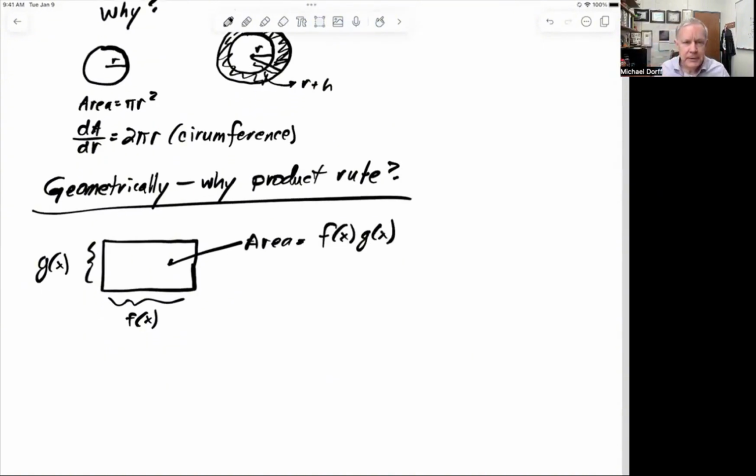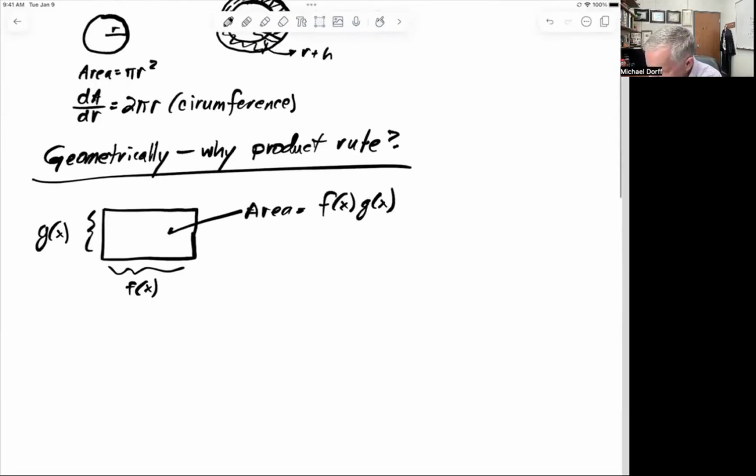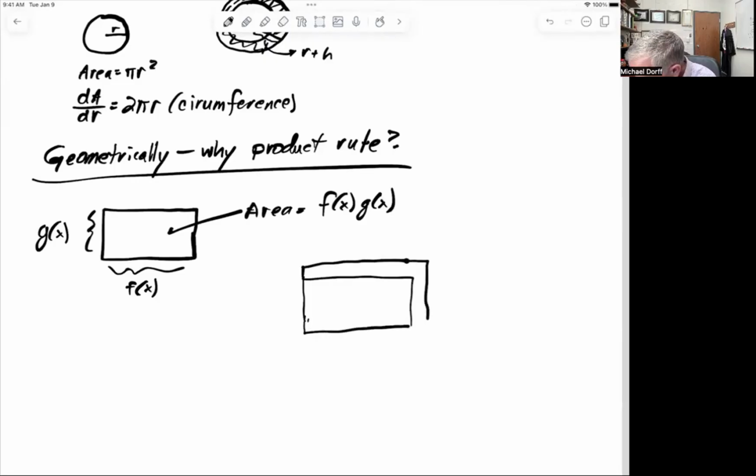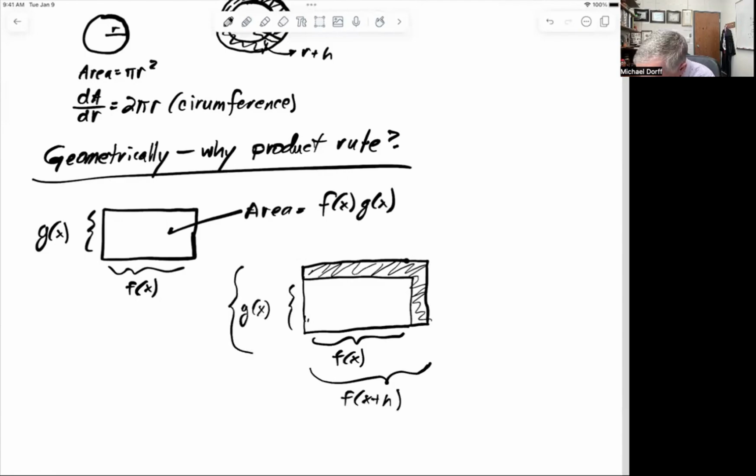And now, just like we did with the circle, we want to increase the size of that rectangle by a little bit. So we have our original rectangle, and now we're going to just increase it a little bit. It's going to look like this. So we have this new part here. This is my original f, and I've increased the x value by h. So this new side represents f of x plus h. And likewise, here's g, and my new side length would be g of x plus h there, all right?